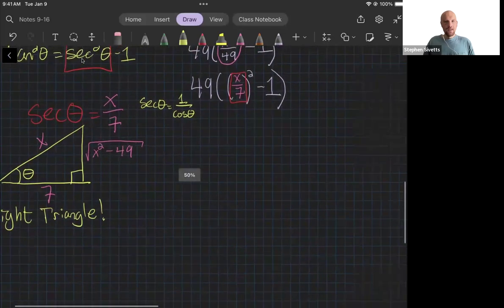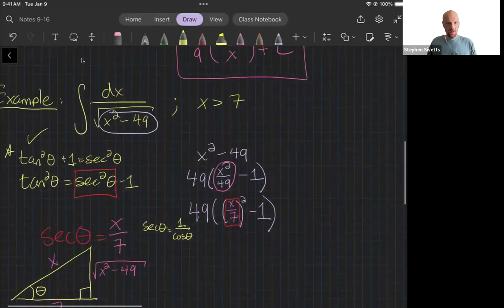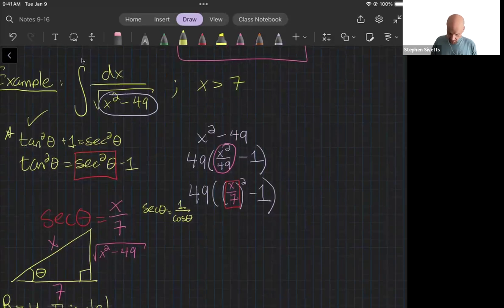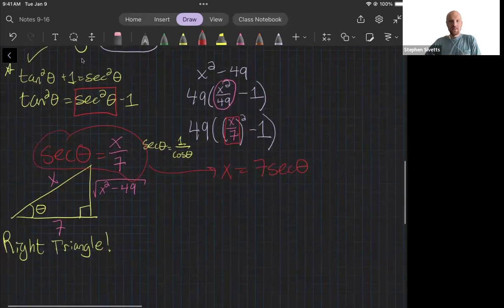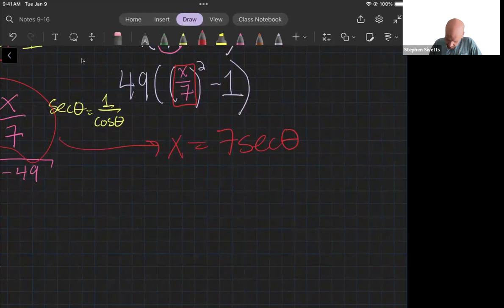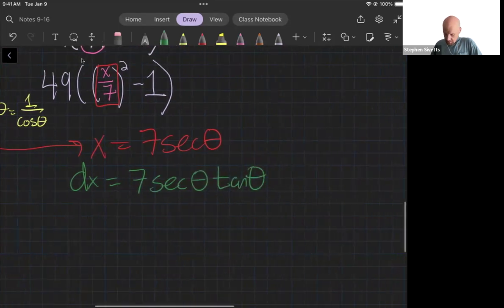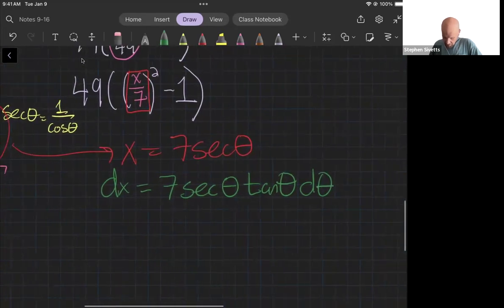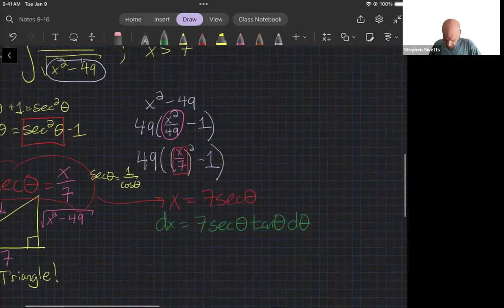Okay. So going back to our example, what we want to do is solve for x here. We'll say that x is equal to 7 times secant of theta. So if I differentiate both sides, I'll have dx is equal to 7 times secant theta tangent of theta d theta. Okay?